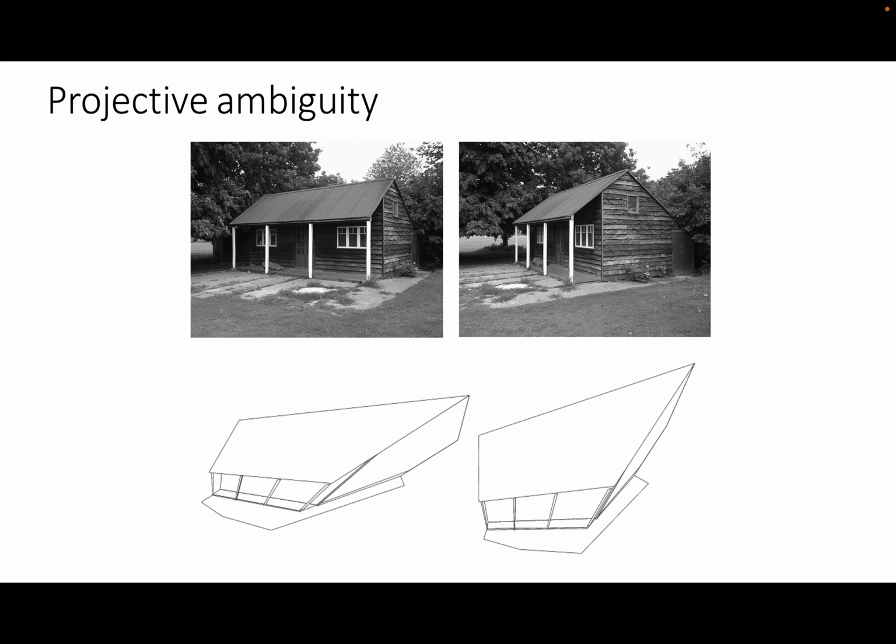And this shows some example. Projective transformation does not preserve parallelism in the image space, right? So the recovered 3D geometry could look like this. This is not what we want, right?